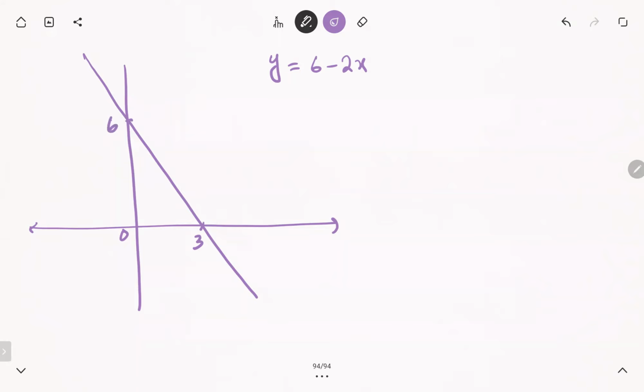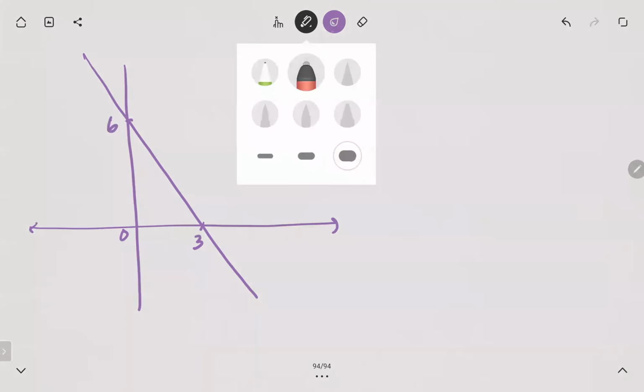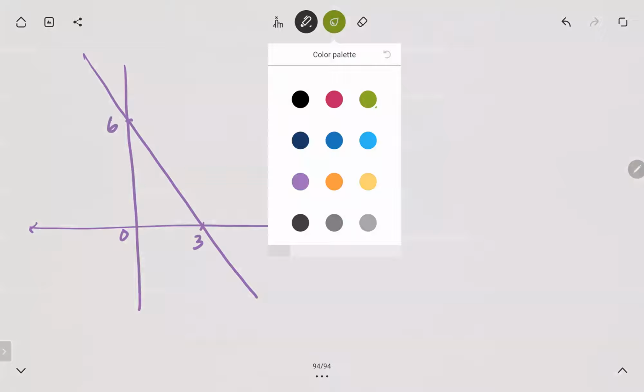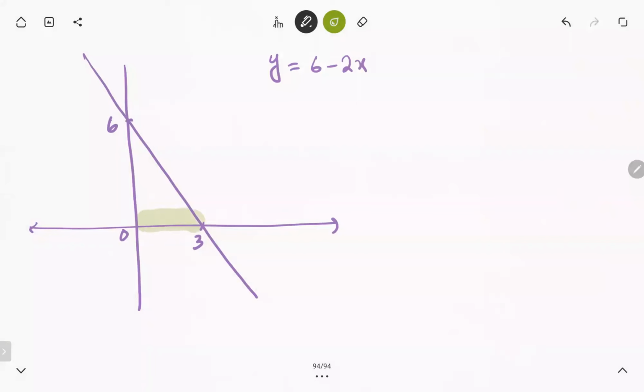The question is this, I'm going to shade that region now. Say this is a shaded region. And the question is that this shaded region is rotated about y-axis, about 360 degrees. So find the volume generated by that shaded region.